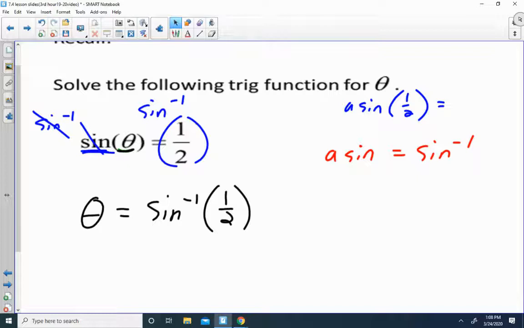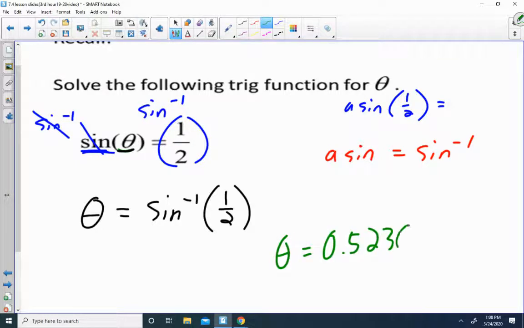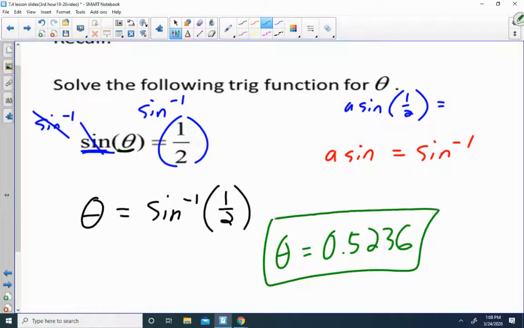I'll go ahead and calculate that as well. So sine inverse of 1/2. And you should get that theta is going to be approximately 0.5236 if you round. Now, I need to show you this inverse function because it's going to be very crucial in the upcoming examples.